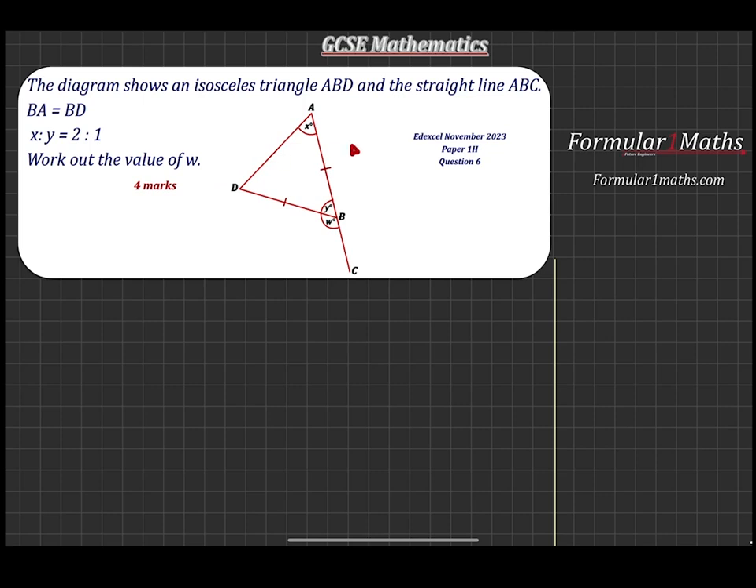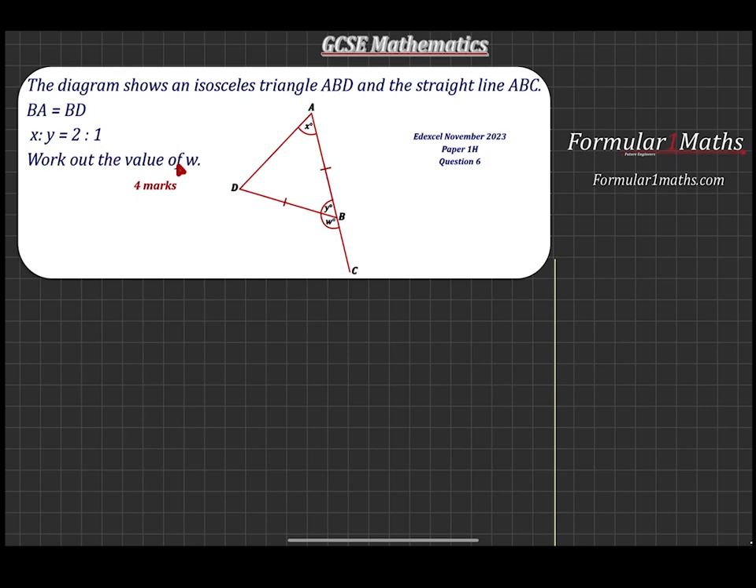This question is the Edexcel November 2023, Paper 1, Question 6. The question states, the diagram shows an isosceles triangle ABD and the straight line ABC. BA is equal to BD. The ratio x to y is equal to 2 to 1. Work out the value of w.